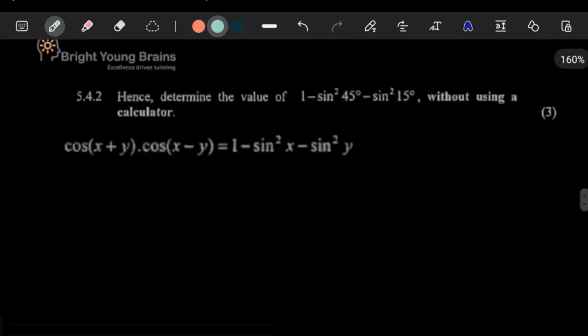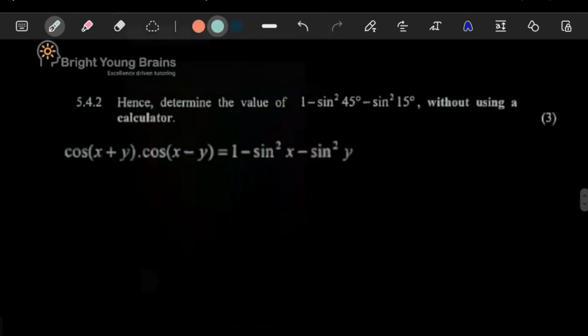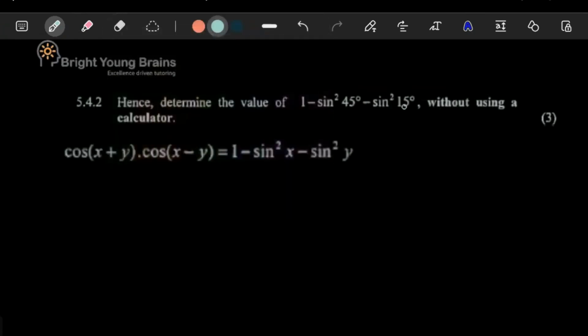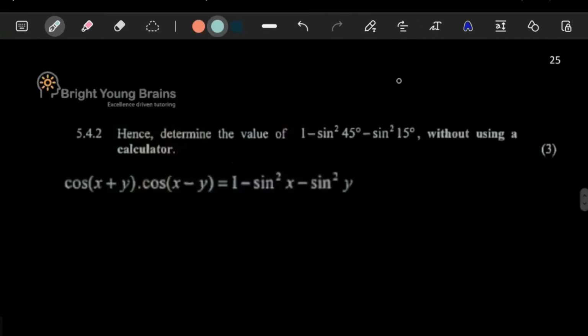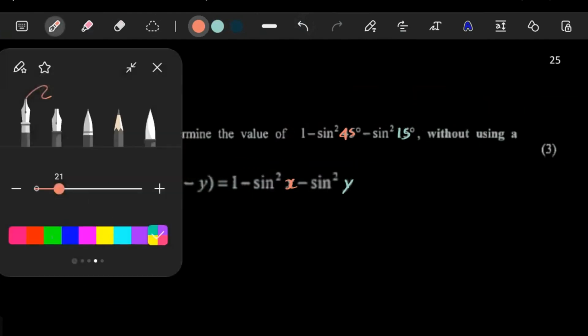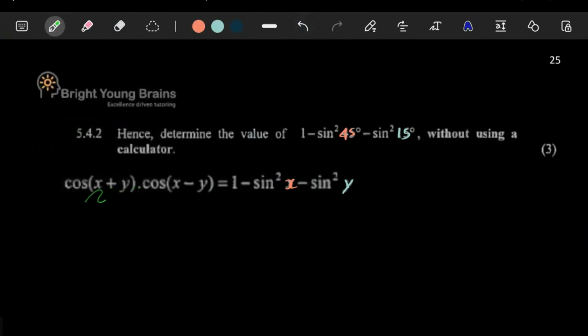So this is the idea. It looks like from the way things are, the 15 here is representing y, and the 45 is representing x. So if they say without using a calculator, let's just see what would happen using these ones here. Here you would have 45, here you would have 15. That doesn't help. Here you would have 45, here you would have 15.